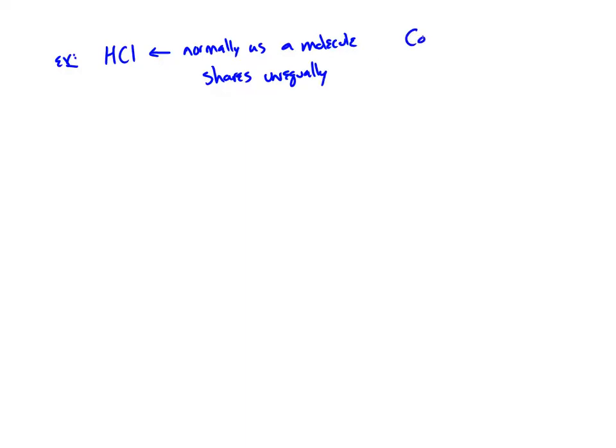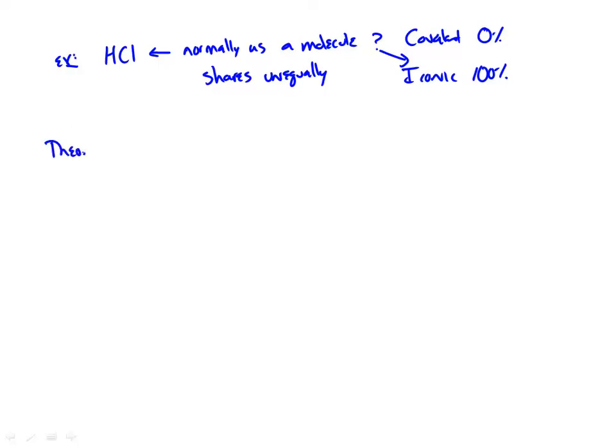So for example, if I take a look at HCl, we normally think of this as a covalent molecule. But we know it shares the electrons unequally. If covalent is 0% and ionic is 100%, gain-lose, we can ask where in the middle a molecule like HCl exists.